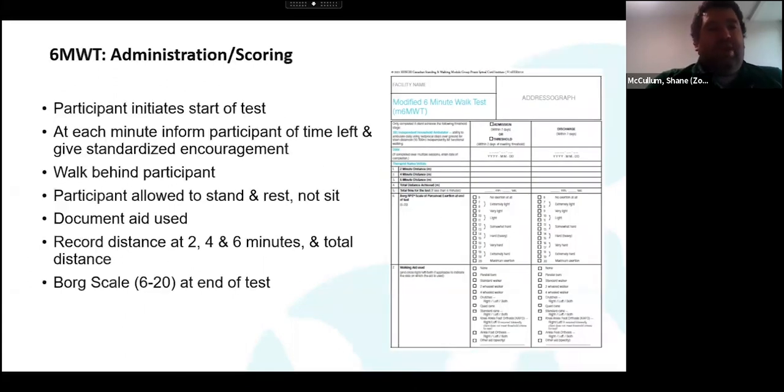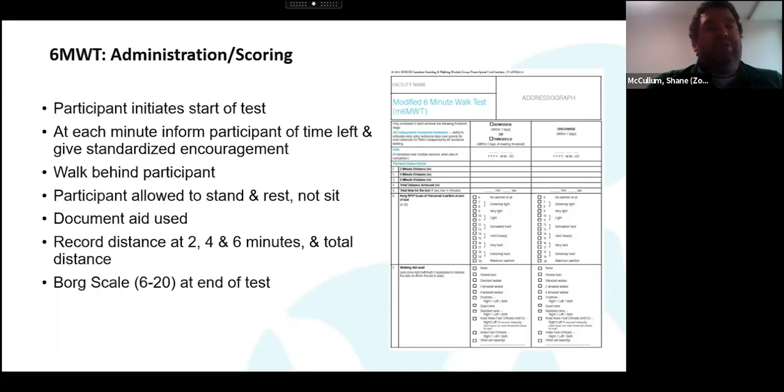So the modifications for the 6-minute walk compared to at least how we traditionally do it at our center: the first little bit here is fairly standard. So initiating the start of the test when the patient starts to walk. At each minute, inform them of how much time is left and give standardized encouragement. Walking behind the participant, so you don't want to walk beside or in front because that can impact their pace.